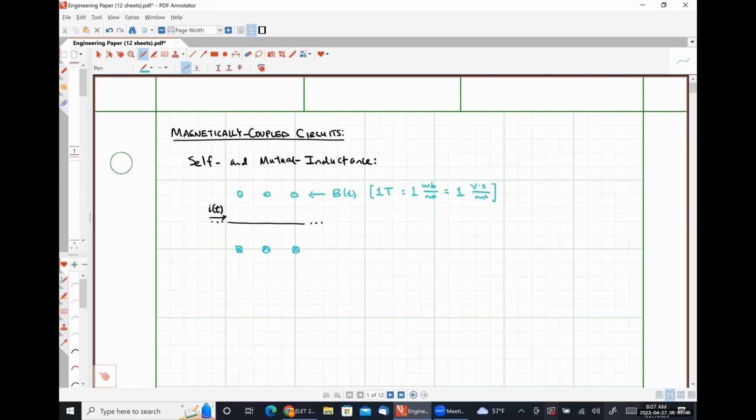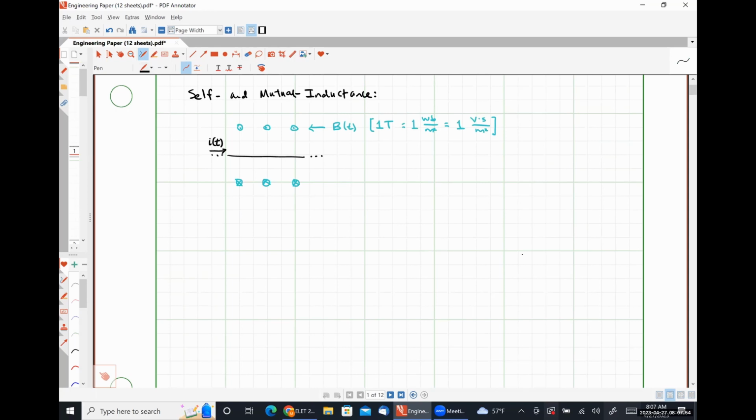Now, what if we had a ring of wire? If I had a circle of wire like so, and let's say for the sake of argument that our current I of t is flowing counterclockwise around this circular ring, what we would see is that for points internal to the ring, our magnetic field would be directed out of the page due to the right-hand rule, and external to that ring, our magnetic field would be directed into the page, right?